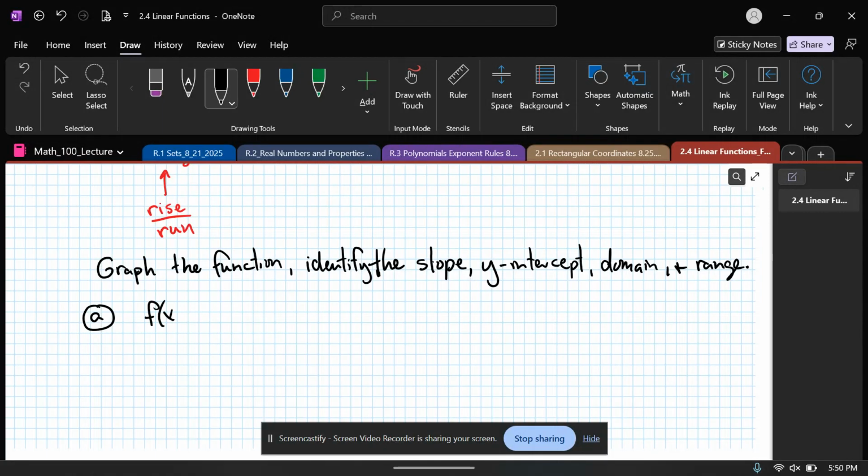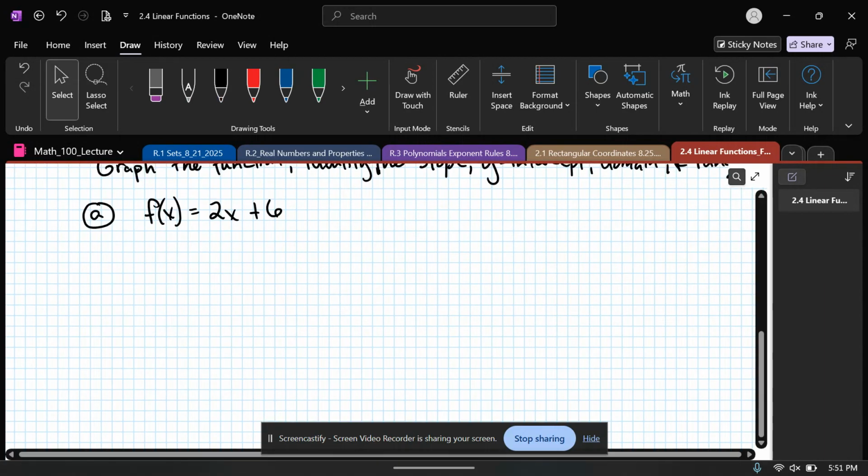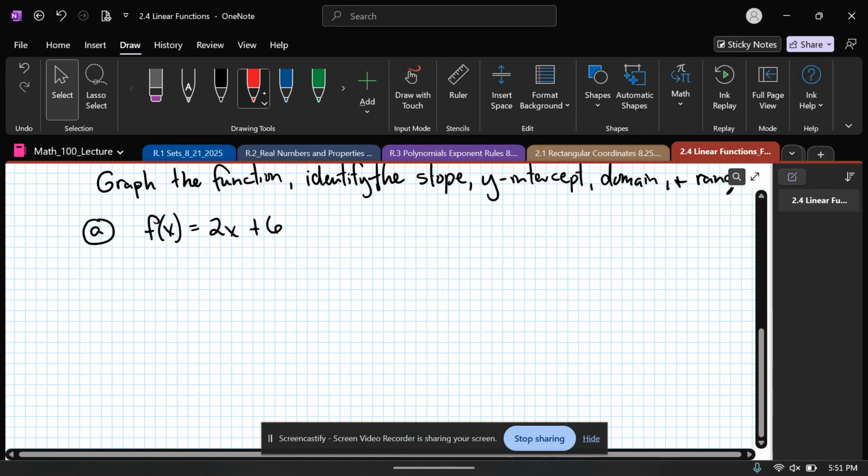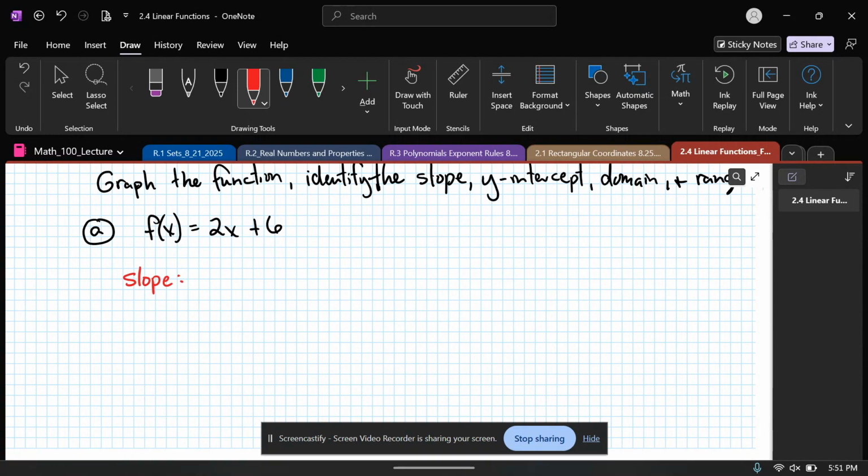So here's our function. f of x is equal to 2x plus 6. So when I look at that equation, what is the slope? 2, positive 2. What is the y-intercept? 6. Okay. So when I go to graph that, if I were going to graph this by hand, I'm going to graph it by hand first, and then we'll graph it with the calculator.